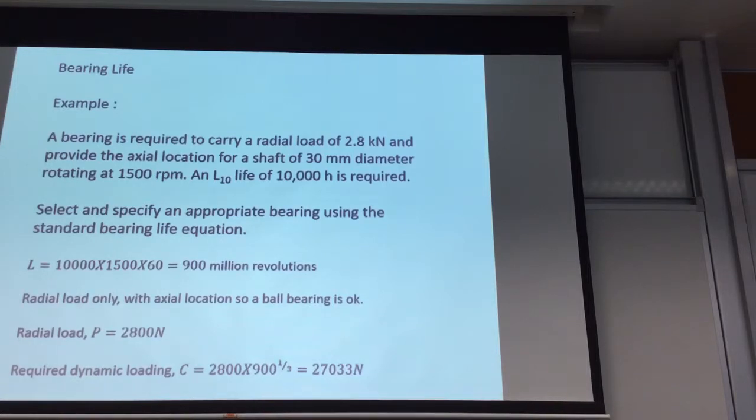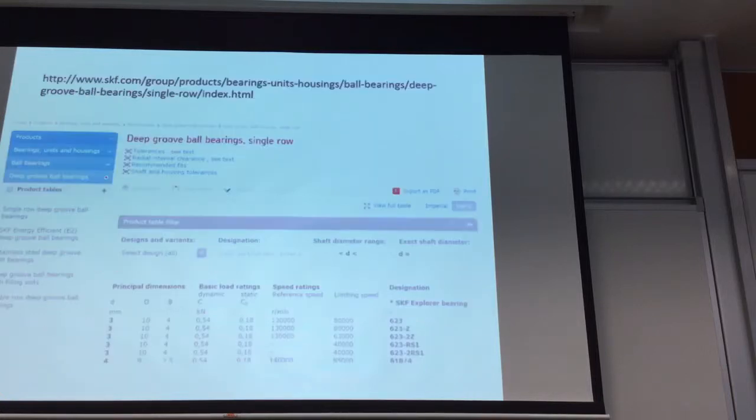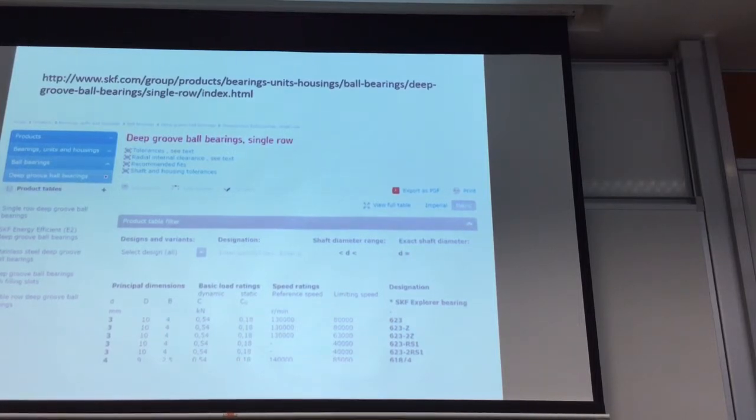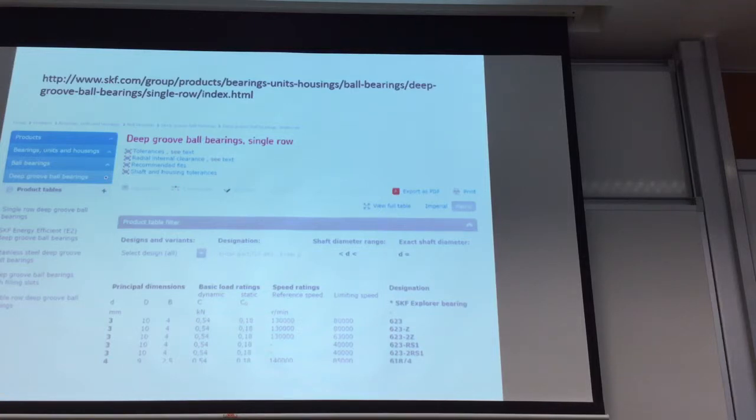Once you have the value of C, what do you do? You go to your catalog. I suggest SKF, because SKF is probably the biggest company in bearings. You can also find other companies like NSK. And most likely your workshop will give you some bearings from some generic brands.